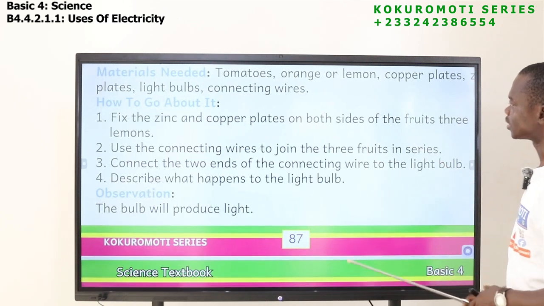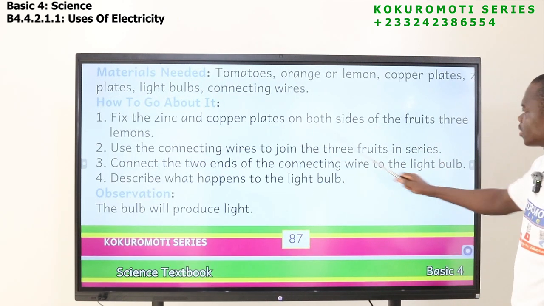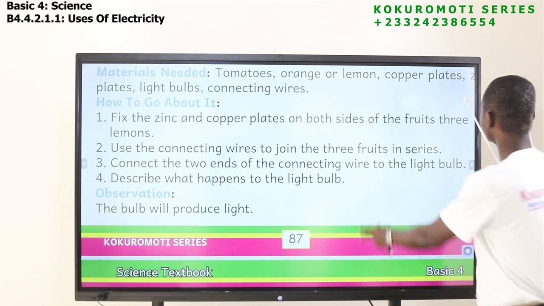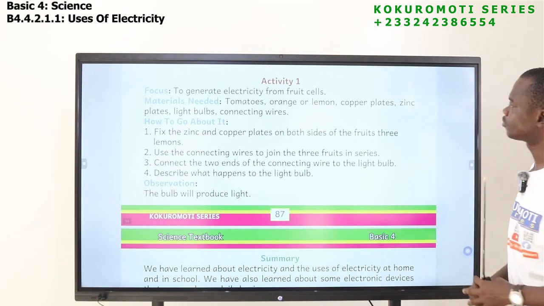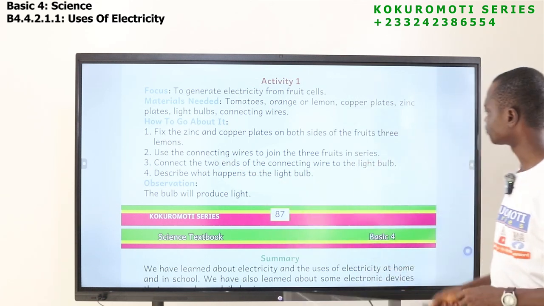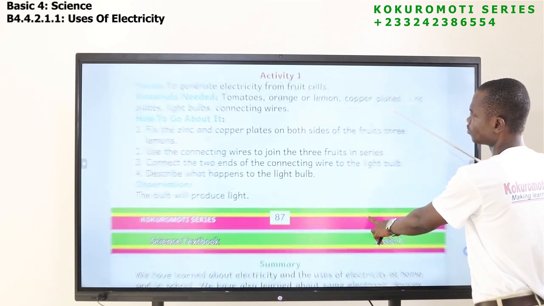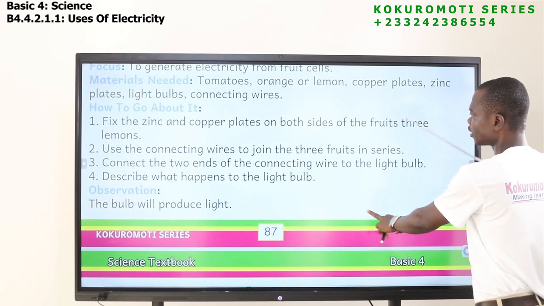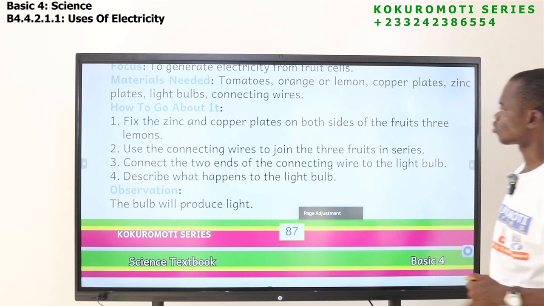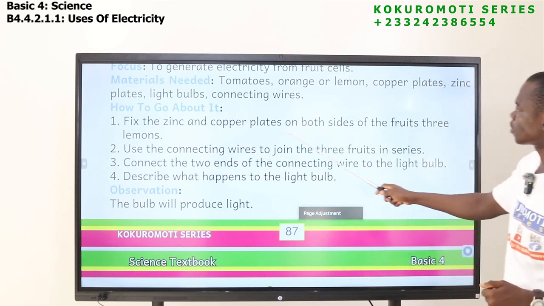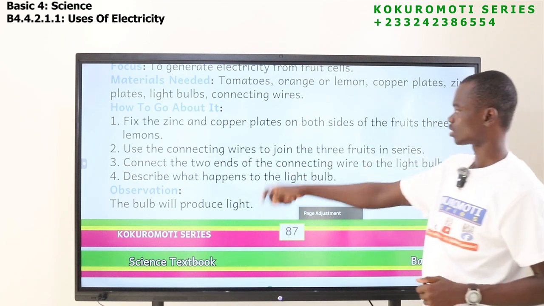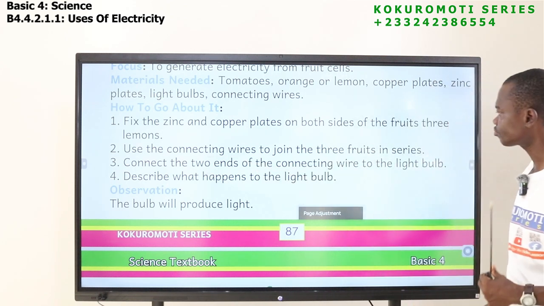And how to go about it: fix the zinc and the copper plates on both sides of the fruits, that is the 3 lemons. Can you see? Is it okay? Okay, so let's move on. Let me take the first one. Fix the zinc and the copper plates on both sides of the fruits, 3 lemons.